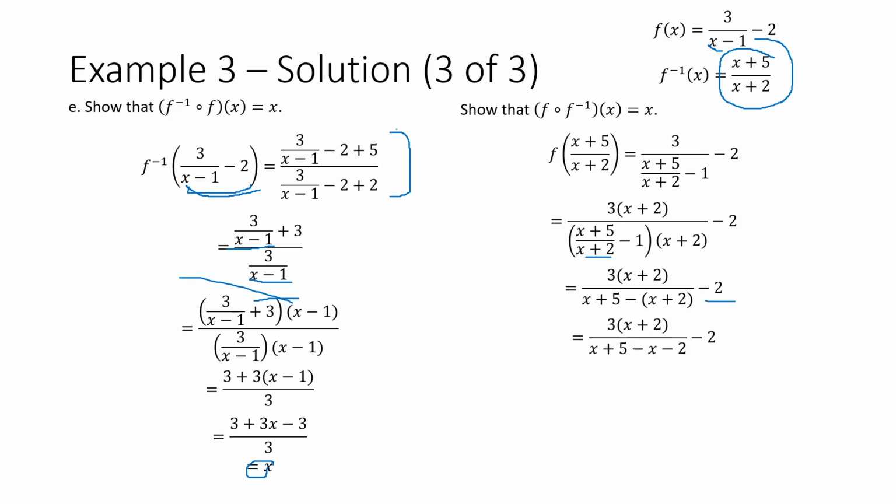Simplify that fraction. We can distribute a 3 there. We distributed the negative to the x and the 2 in that last step. And so we've got on top 3 times x plus 2. On the bottom, the x's are canceling here, so we have just a 3. So we can divide that 3 out, and we have x plus 2 minus 2, which is just x. So since we can show that both ways, we know that this is in fact the inverse function.